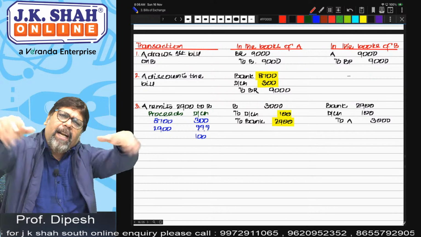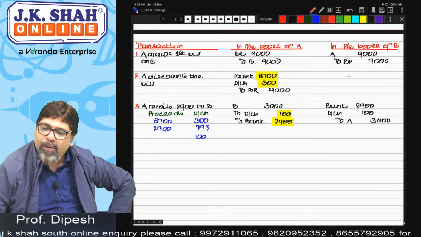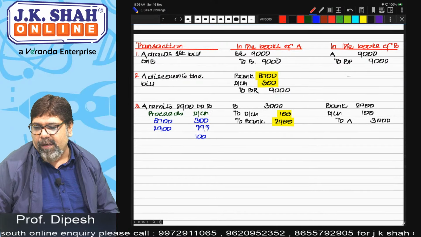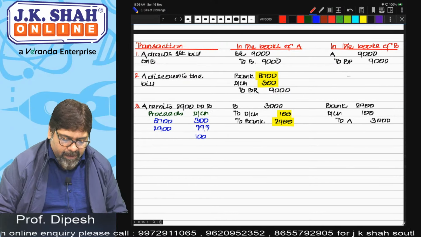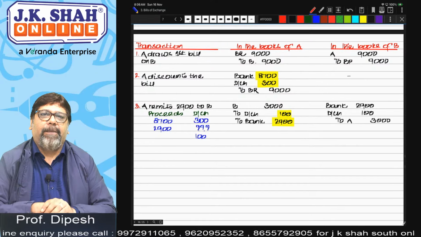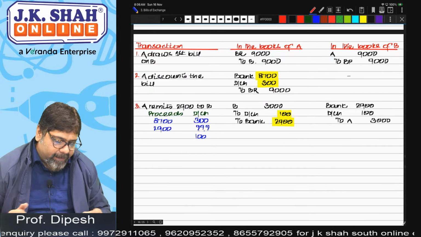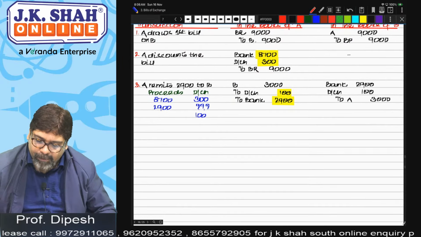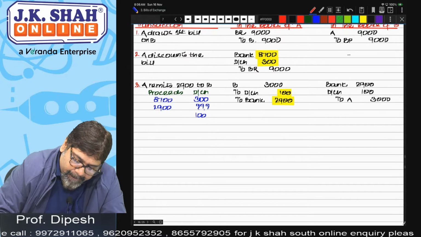Will B take out the entire 9,000 from his pocket? No, B will take out only 3,000 from his pocket. Correct? So B will ask from A how much? 6,000. So chartered, remember this line.